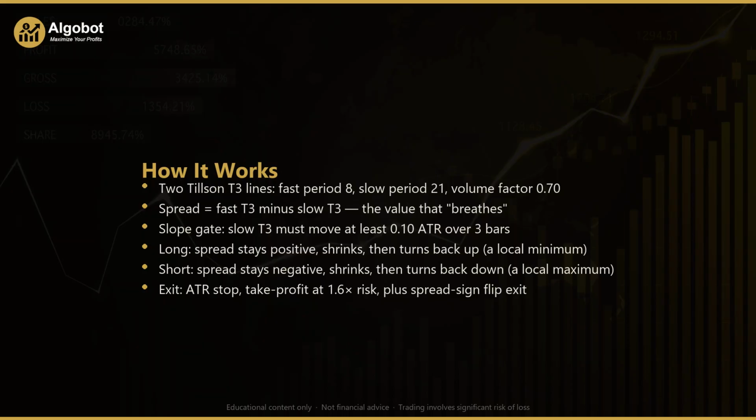Risk is handled with the ATR. The stop loss is placed 2 ATR away from the entry, and the take profit sits at 1.6 times that risk distance, giving a reward-to-risk ratio of 1.6 to 1. On top of that, there is a safety exit. If the spread sign flips against an open position, meaning the fast line crosses to the wrong side of the slow line, the trend is considered broken and the position is closed early, before the original stop is reached.